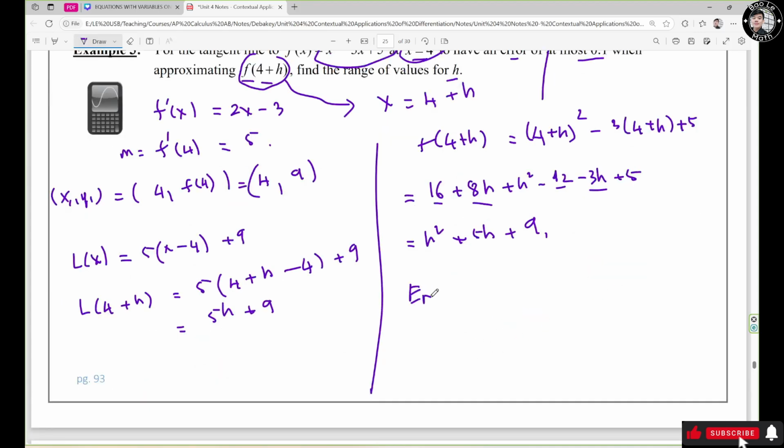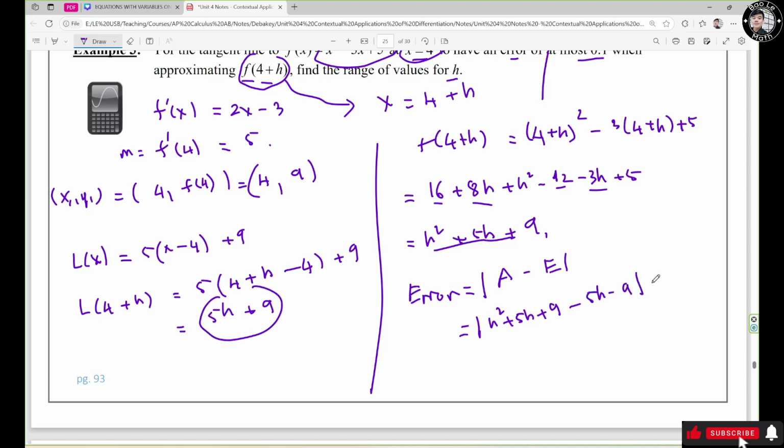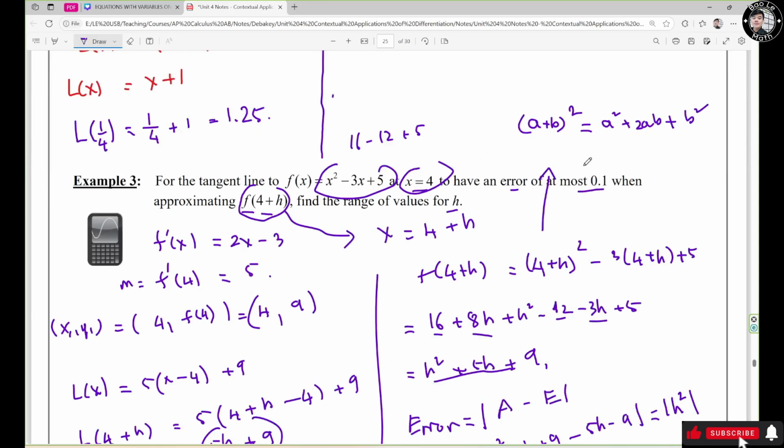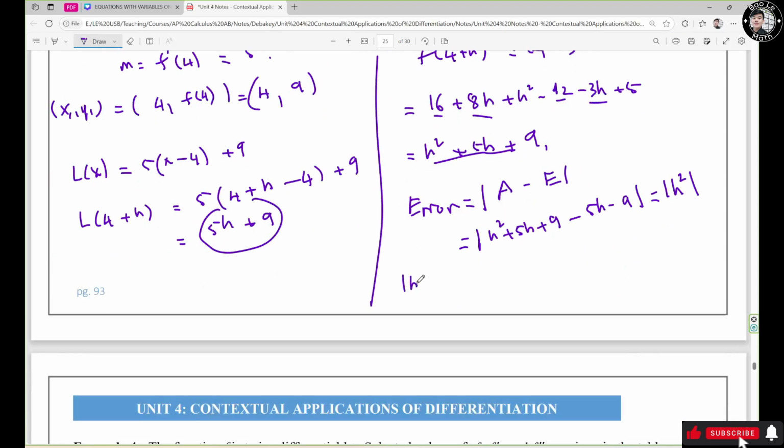So the error is going to be the absolute value of the actual value subtract the estimated value, right? Now the actual value is going to be right here. So it's going to be absolute value of h squared plus 5h plus 9. Subtract estimated right here, 5h plus 9, right? And I simplify this guy, it's going to be absolute value of h squared, right? So we want this one to be less than or equal to 0.1. Remember, at most is the same thing as less than or equal to, right? So we have absolute value of h squared less than or equal to 0.1, right?